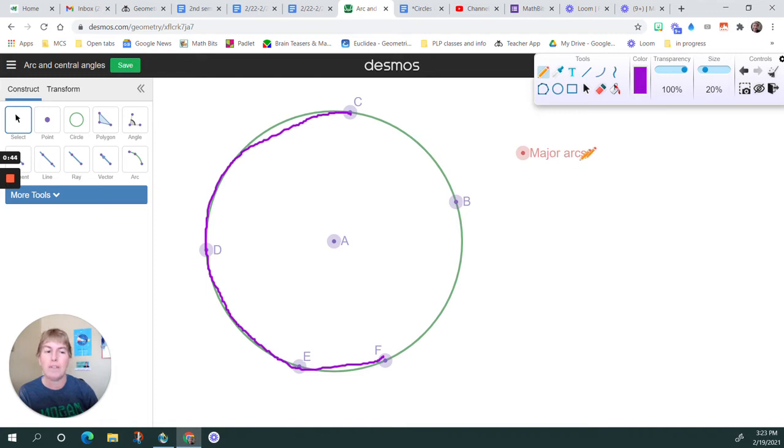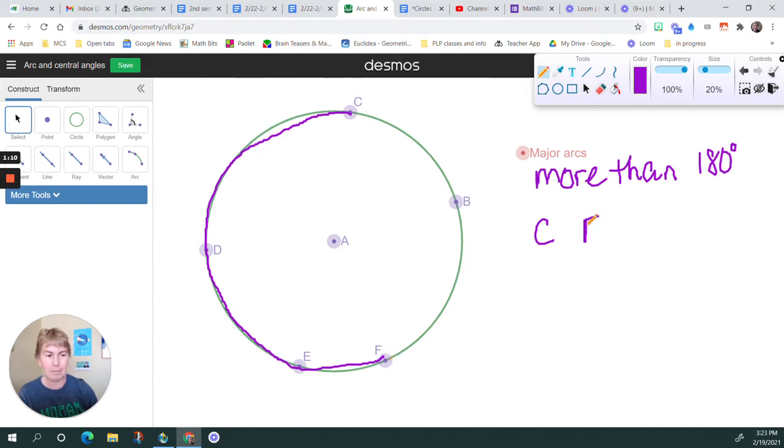So when I want them to do a major arc, if I want it to be a big piece of the circle, which is always going to be more than 180, more than half of the circle, then I need to tell them that. And the way that I tell them that is telling them where I want them to start, so C, where I want them to finish, so F.